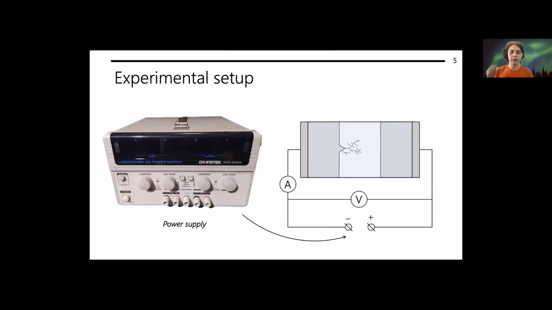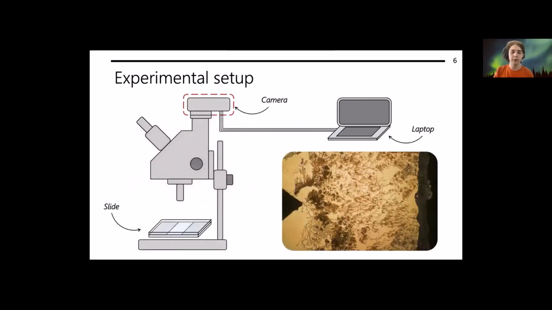Then, using a voltmeter and ammeter, it is plugged into a power supply in order to control current and voltage. And it is placed into a microscope with a camera attached to it, such that we can take pictures and make videos from our laptop.